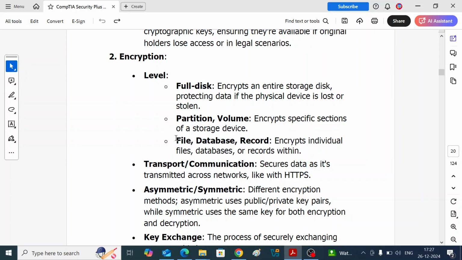Then transport and communication. Here transport communication basically means data communication. So it secures data as it is transmitted across networks, like with HTTPS.